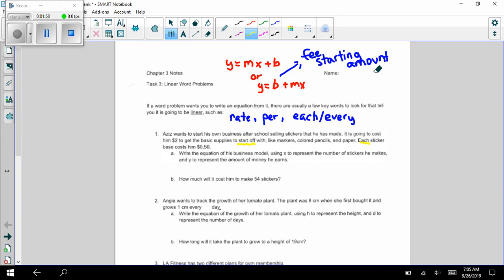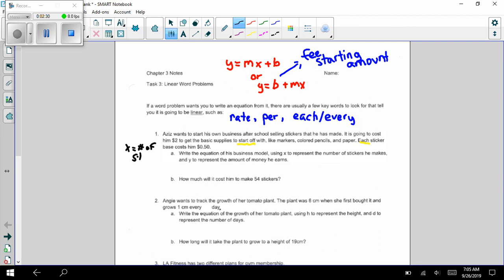So let's start by writing this equation. Letter A says to write the equation of his business model using X to represent the number of stickers he makes and Y to represent the amount of money he earns. Before we get started writing this, we need to identify what X and Y are. This is really, really helpful for word problems. So over here, we identify what the X is. And it tells us exactly that X is the number of stickers.